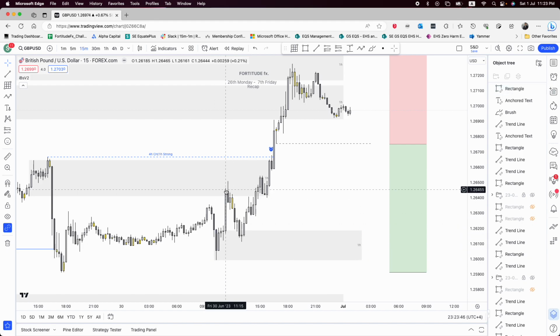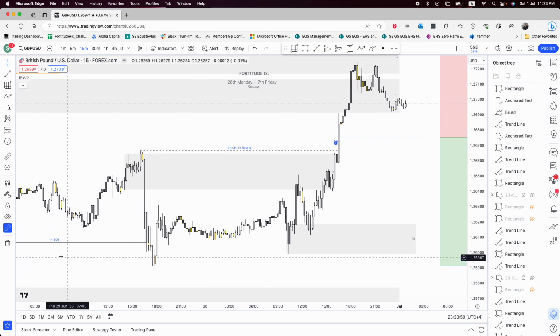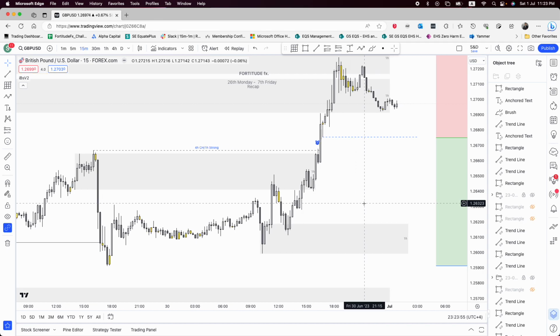So there were many confluences, right? We were sitting in the heavily discount area of the swing leg. We just had a 1 hour BOS. We were anticipating a pullback. So a lot of things were on my side, except the 4H chalk.